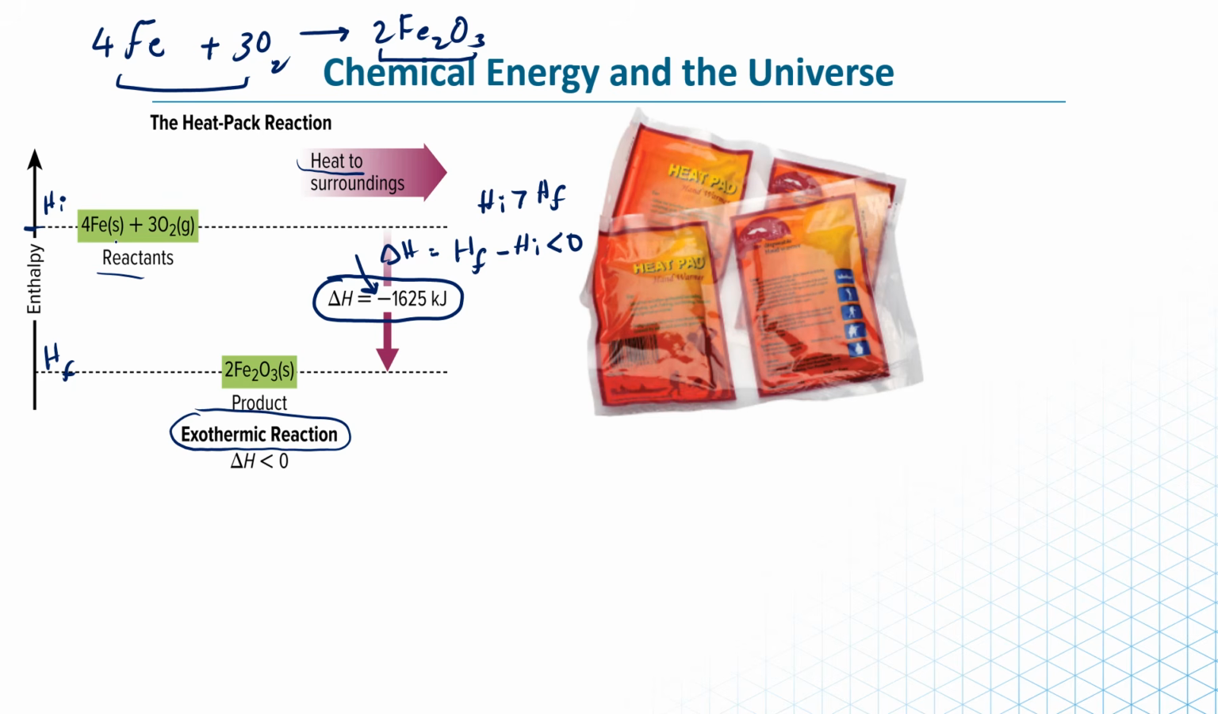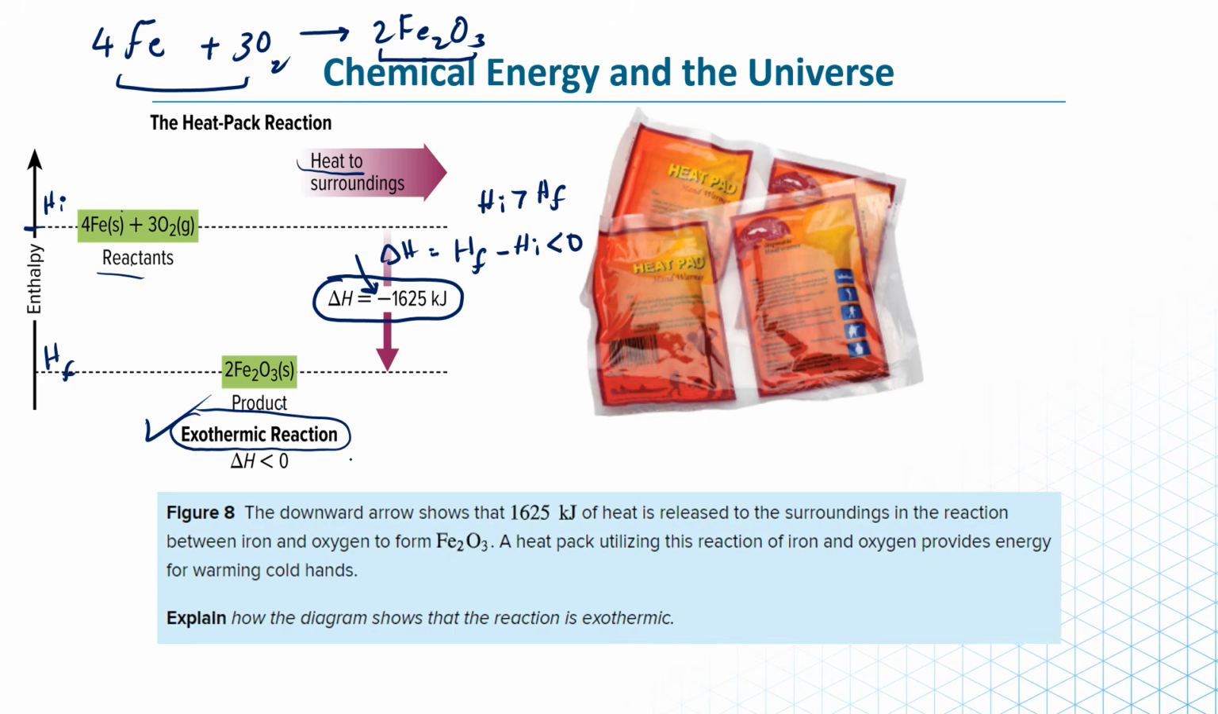So if you find reactants above and products below, it means it's exothermic, because the heat of the products will be lower, so the delta H will be negative. That's why it's exothermic. And I'll let you read the description of this figure here.